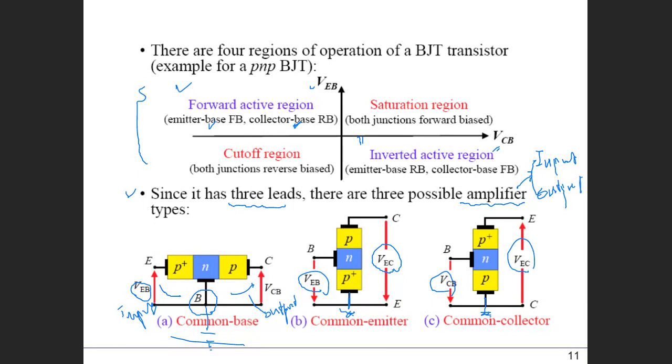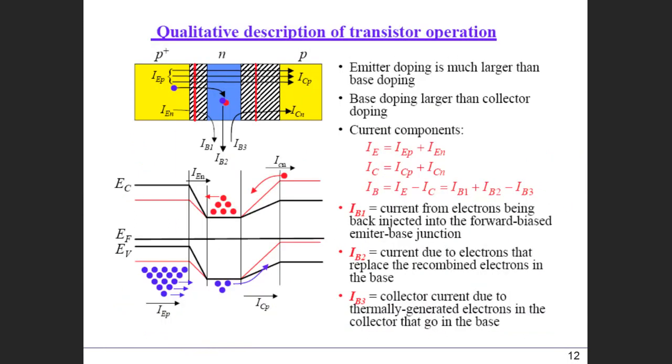So depending on which electrode you use as common for the input and output, you can have these 3 different configurations on the application side. That's also the general concept.